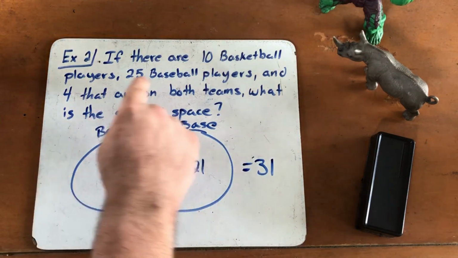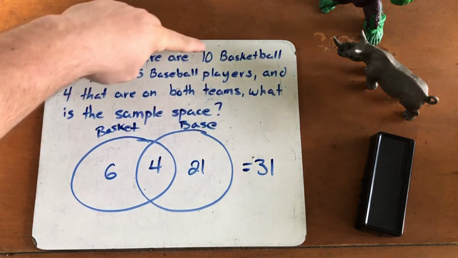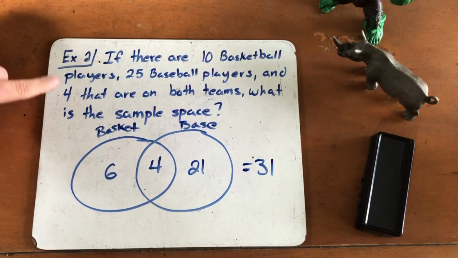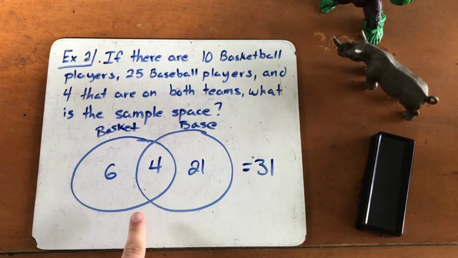If I look at my original problem, if I just added them all together, that would be 39 people. These 4 people would be counted twice. We don't want to count them twice. We want to make sure that everybody's counted 1 time.